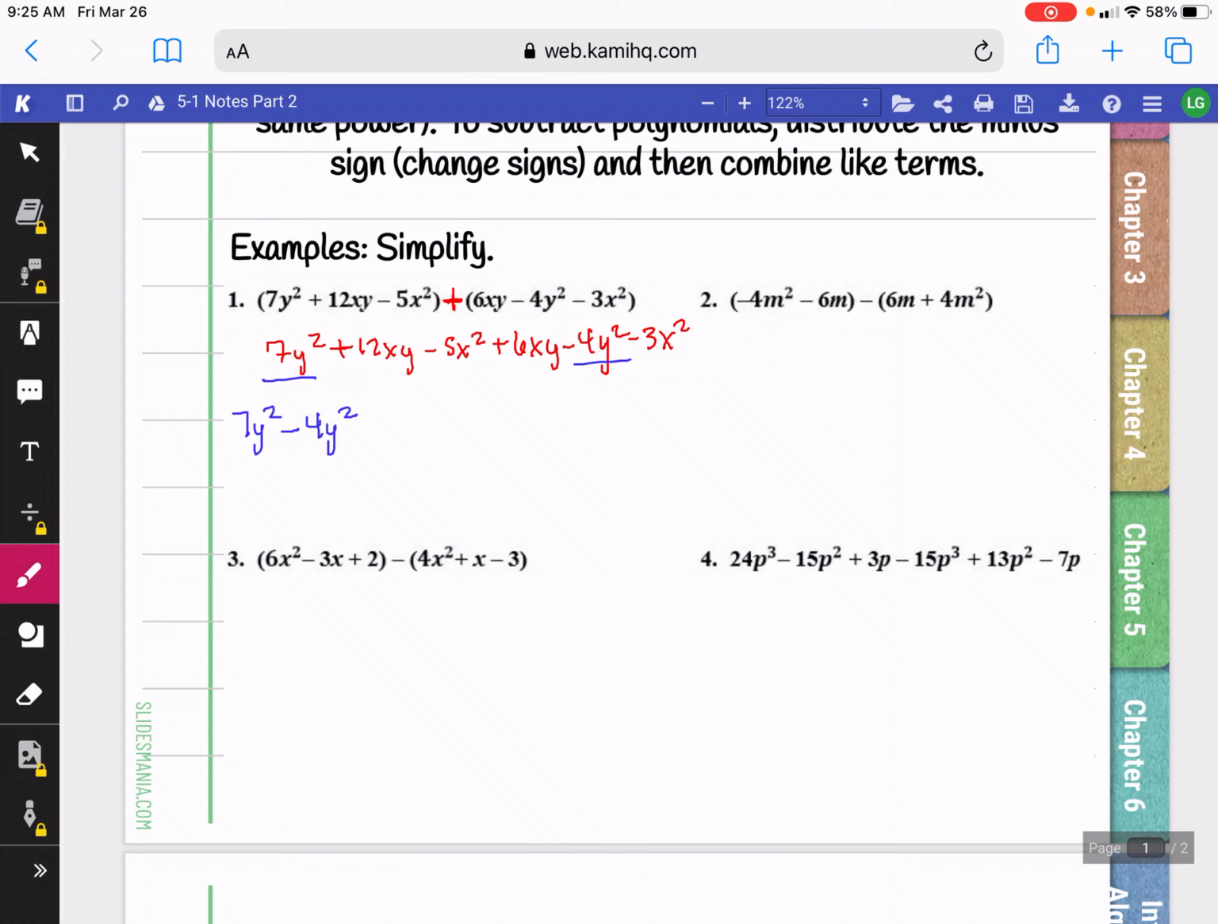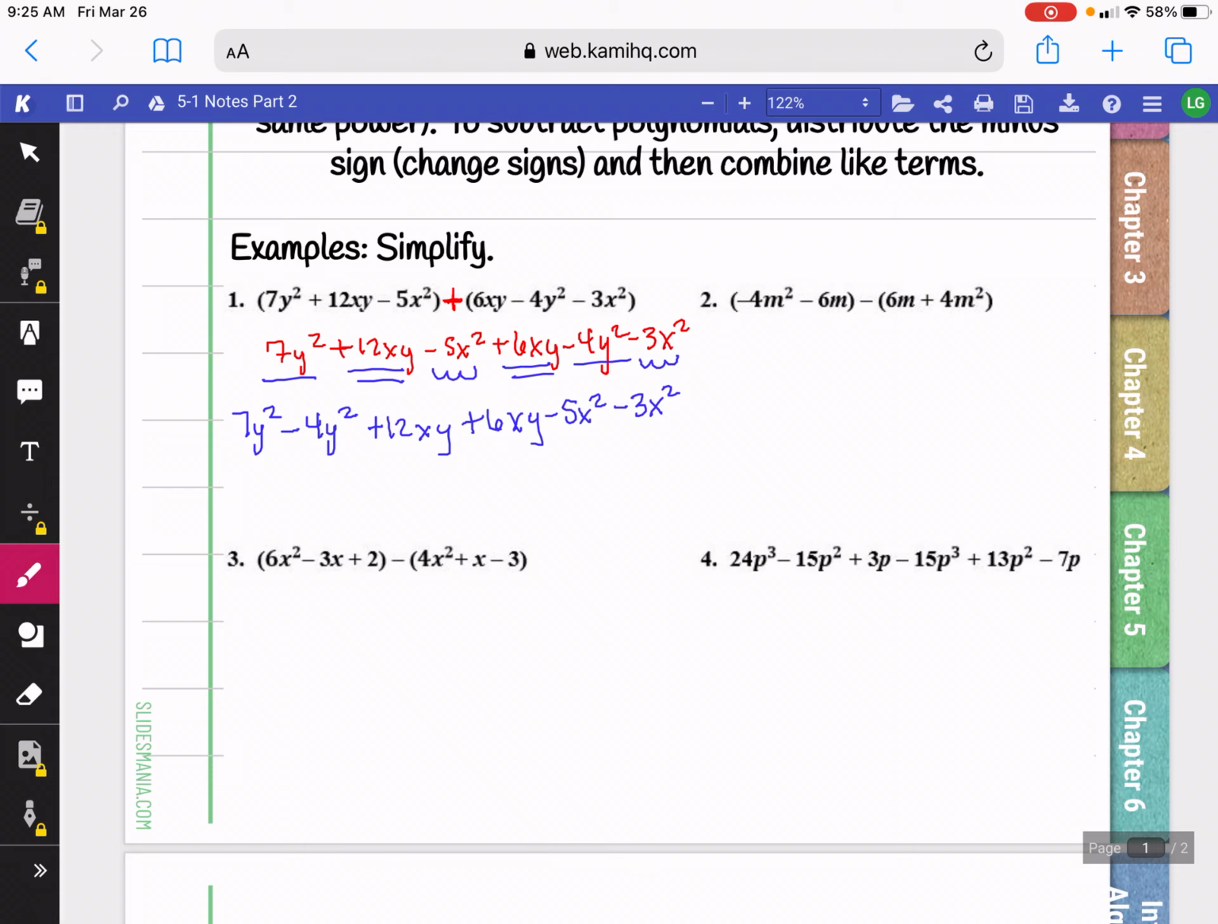And then here I have 12xy. So I would want to look for another xy. So I can add that with 6xy. And then minus 5x squared can be combined with minus 3x squared. So I'm just putting my like terms next to each other. That way I can combine them.